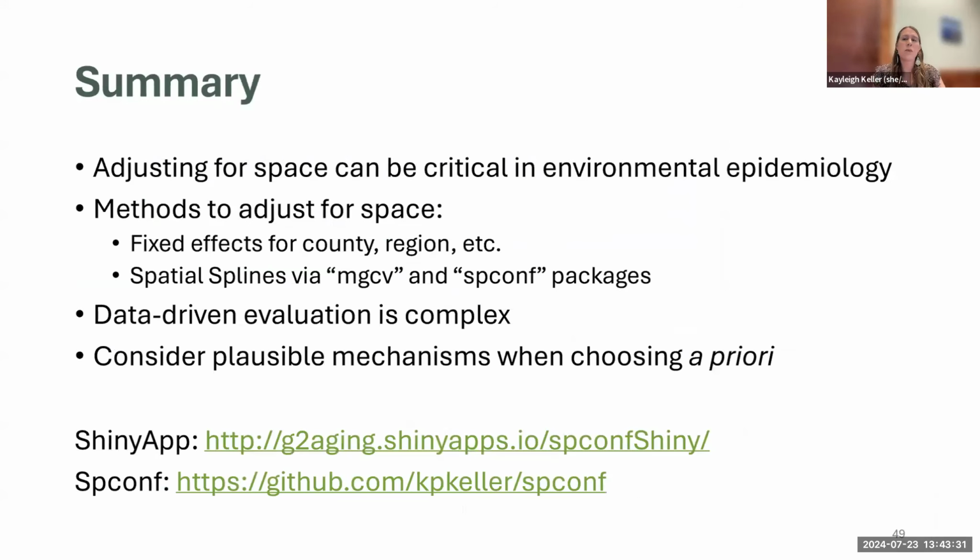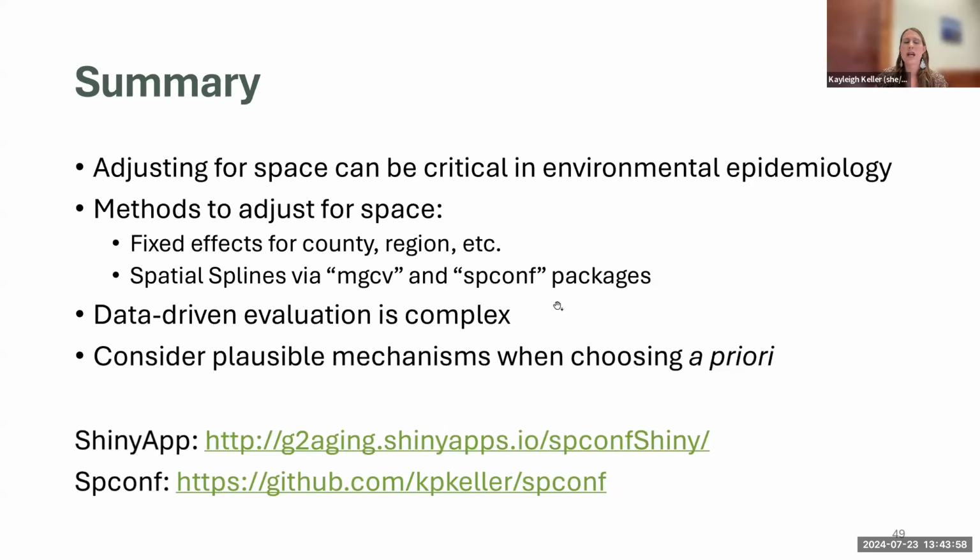So in general, hopefully I've convinced you that adjusting for space can be critical in environmental epidemiology, and certainly adjusting for it can change your results. There are methods to adjust for space, either using fixed effects for county, region, etc., which can be useful if you already have predefined units. But spatial splines via the MTZV package and the spconf package give us a tool to adjust for space in a more flexible, smoothly varying way.